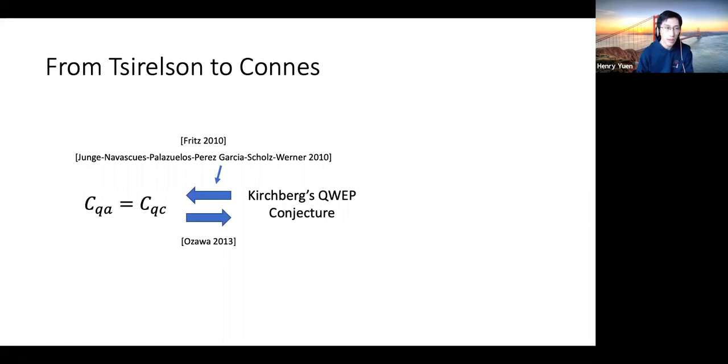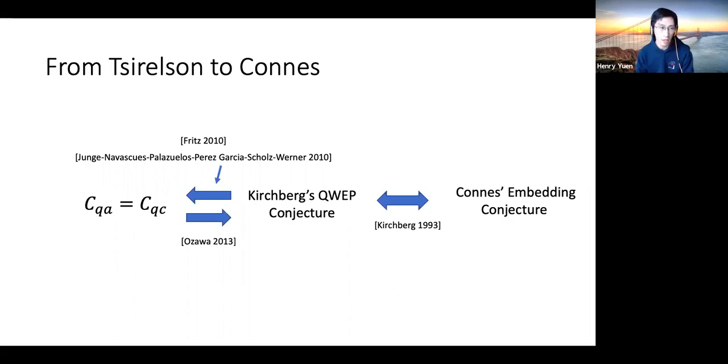And the thing we know about Kirchberg's conjecture is that it's actually equivalent to the Connes embedding conjecture. Okay. So all three of these questions, Tsirelson, Kirchberg, and Connes, are all equivalent. A yes answer to any one of them implies a yes answer to all of them.